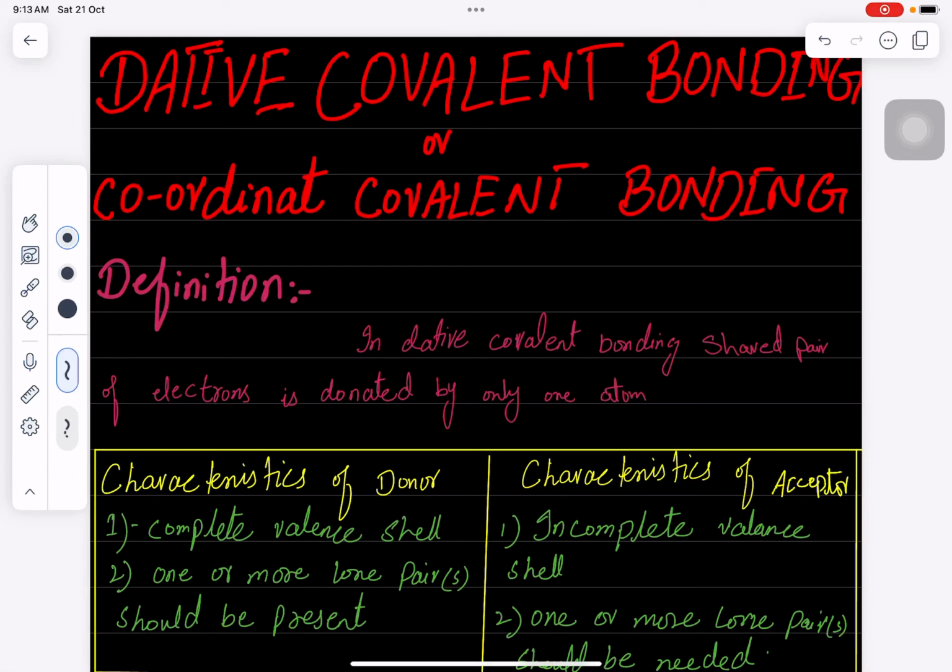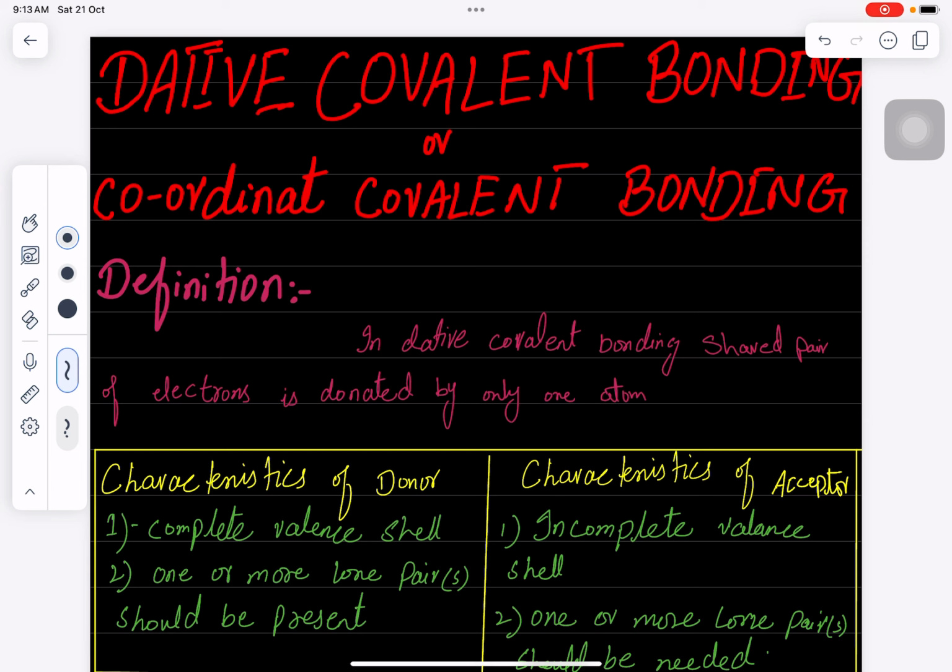And today we are going to start an important topic, that is covalent bonding. As you know very well, in the previous lectures we have done ionic bonding, covalent bonding, and metallic bonding, and our today's topic is dative covalent bonding, that is also known as coordinate covalent bonding. Okay. So first of all, what is the definition of dative covalent bonding?